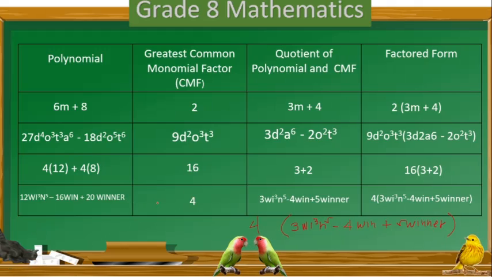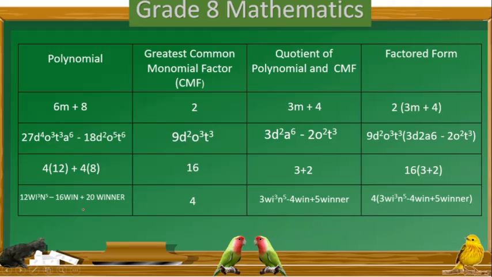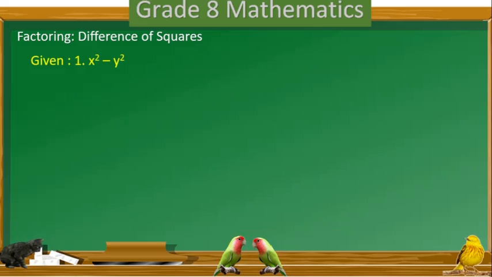Now we will proceed to the difference of two squares. Remember, the factored form of a polynomial that is a difference of two squares is the sum and difference of the square roots of the first and last term. Okay, so example number 1.